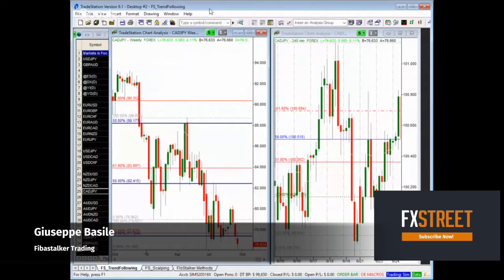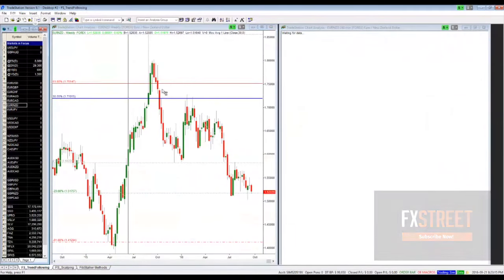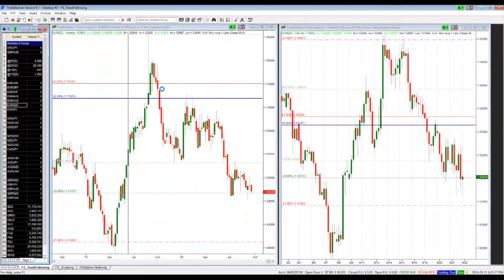Let's move to the trading platform here. The first one I'm going to talk about, you should be able to see it, is the euro versus New Zealand dollar, and I'm going to show you the trading idea.